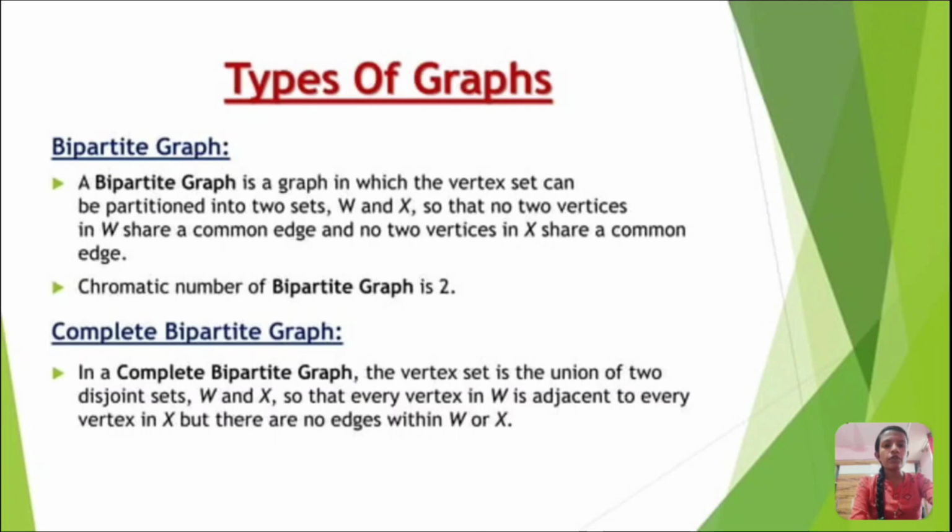We have types of graphs. First one is bipartite graph. A bipartite graph is a graph in which the vertex set can be partitioned into two sets W and X so that no vertices in W share a common edge and no vertices in X share a common edge. Chromatic number of a bipartite graph is 2.